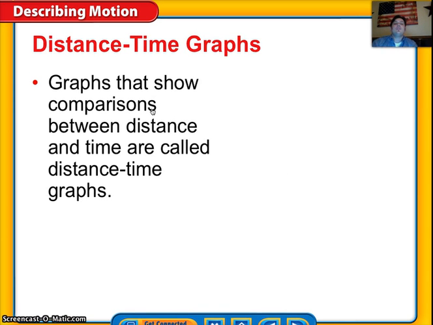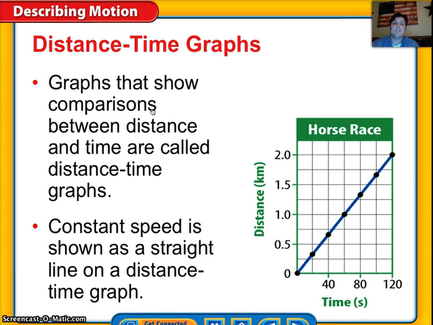Now, graphs that show the comparisons between your distance and time, we call those distance time graphs. They're a little different than our normal because time always goes on the bottom for distance time graphs. So you can see on the x-axis, time in seconds, goes on the bottom. Distance in kilometers goes on the side, on the y-axis. You have your title, of course. Counting the y-axis, the distance is counting every other line by 0.5 of a kilometer, where for the seconds, every other line is 40 seconds.